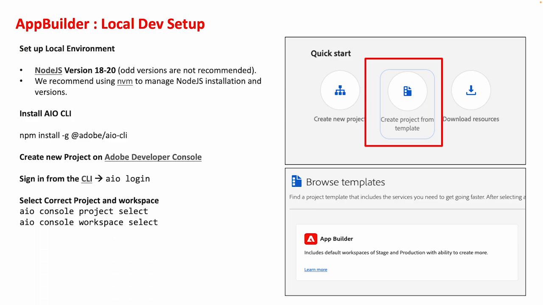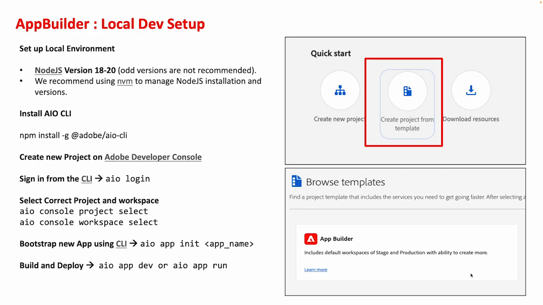After that, you have to execute two commands: aio console project select and aio console workspace select. These two commands are useful to select the project, and then after selecting the project you have to select a workspace. By default, an AppBuilder app will have two workspaces. One is staging and another is production. So you have to select one of them.